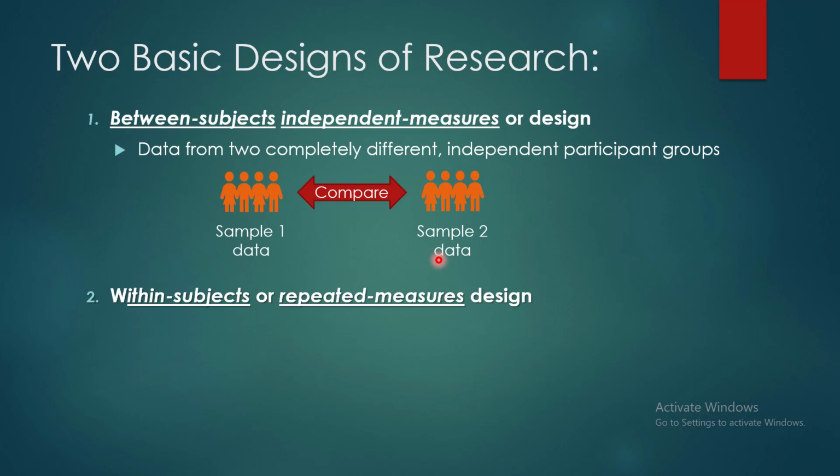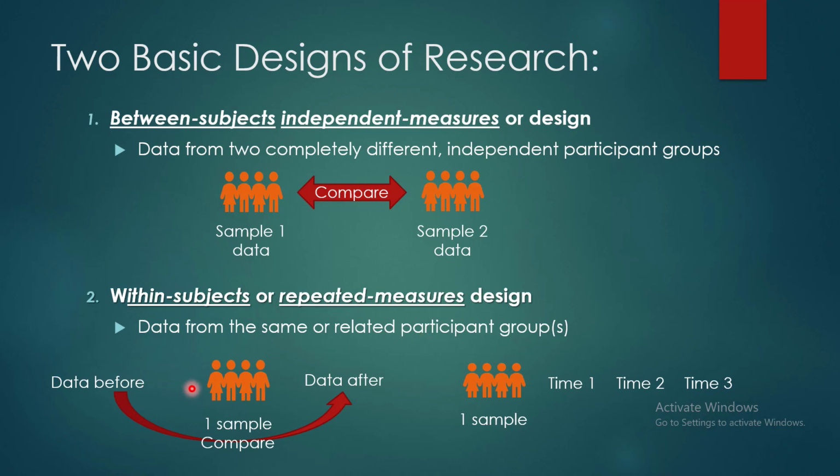Now, in a within subjects or repeated measures design, there's different ways we can have one, and we're going to just present to you a few of them. But the idea is that we have data from the same or a related group of participants. So here we have one sample. We collect data before, perhaps we have some sort of intervention, and then we collect data after. And then we compare the data before to the data after. So we have one set of individuals and that measurement's been repeated.